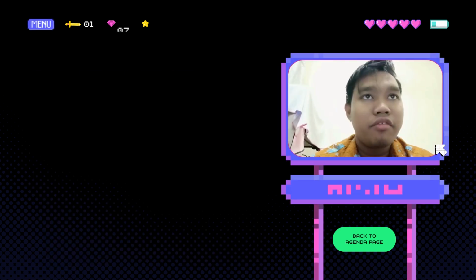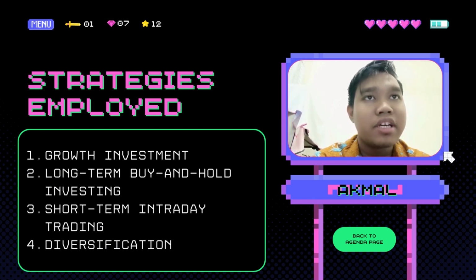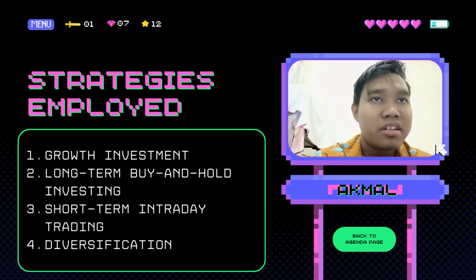the game. For strategies employed, we use 4 strategies. The first one is growth investment. The second one is long-term buy and hold investing. The third one is short-term intraday trading. And the fourth one is diversification.